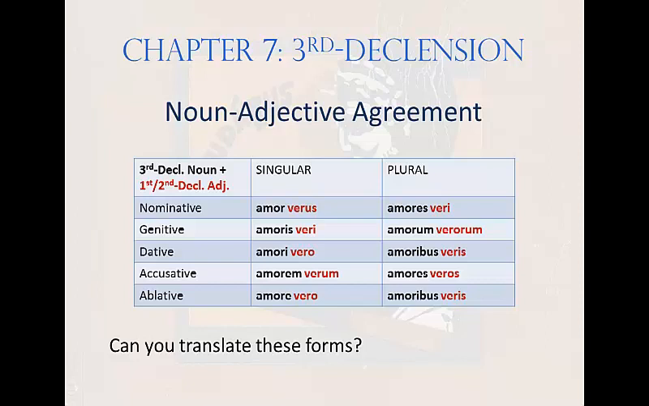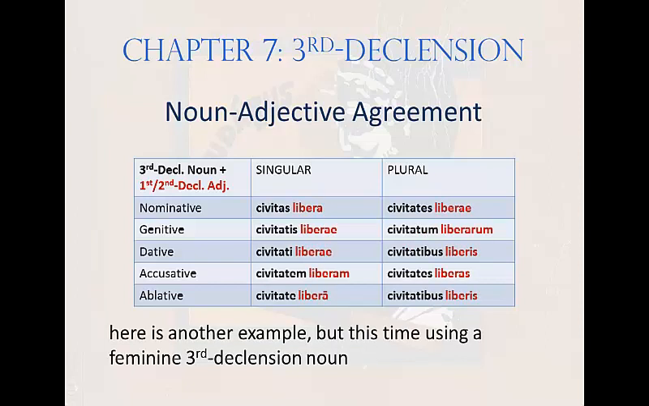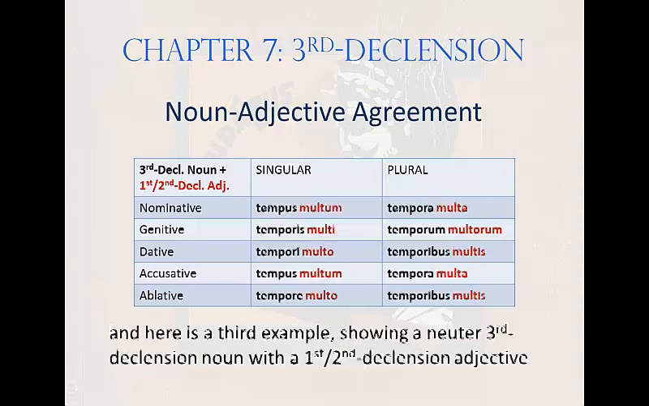Can you finish the translation of this declension? Here's a third declension feminine noun with an adjective attached to it. Civitas libera. Do these different-looking endings on the noun and adjective make sense to you? And can you translate this noun-adjective cluster? Finally, here's a third declension neuter noun with the first-second declension adjective attached to it. Tempus multum, meaning much time. Do the endings here make sense to you? And can you translate this noun-adjective cluster?